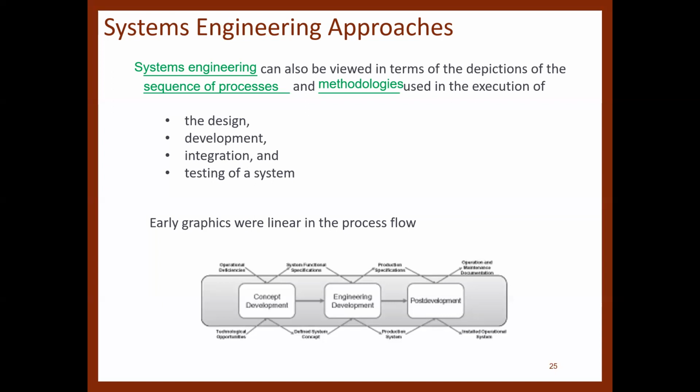There's no overlapping in terms of activities happening simultaneously. So there's no concept development and engineering development activities happening at the same time. You have one completed, then you move to the next one.